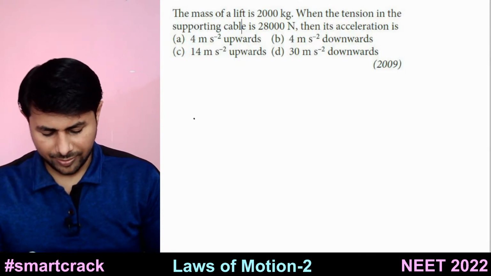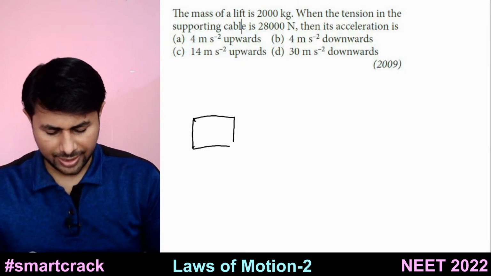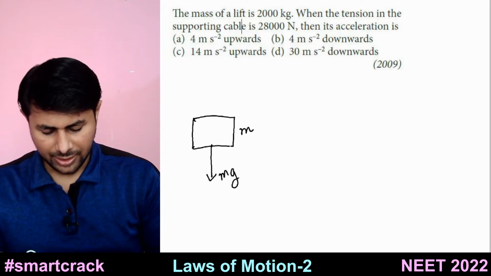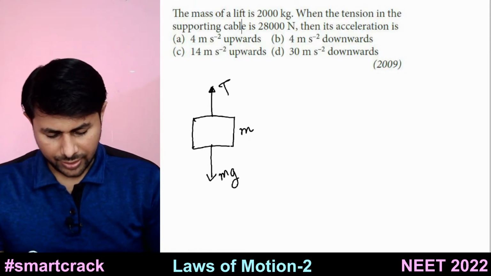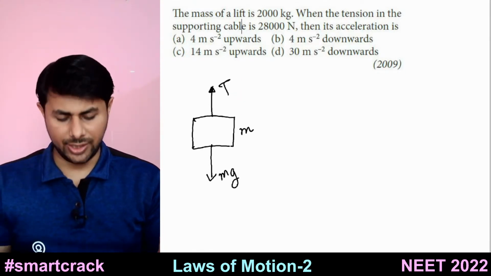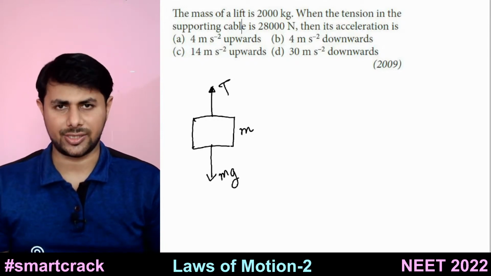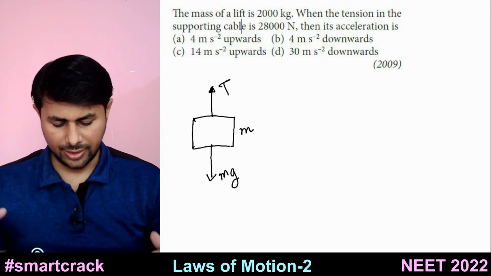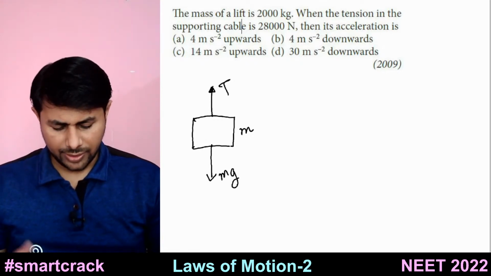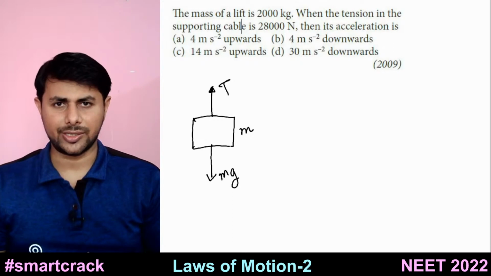So we have a lift. Okay, there is no man or woman inside the lift. So the mass of the lift is something, its weight will act downwards, mg. There will be tension in the string which acts upwards. Okay, and then we are given the value of tension, and the question is what will be the acceleration in this case.